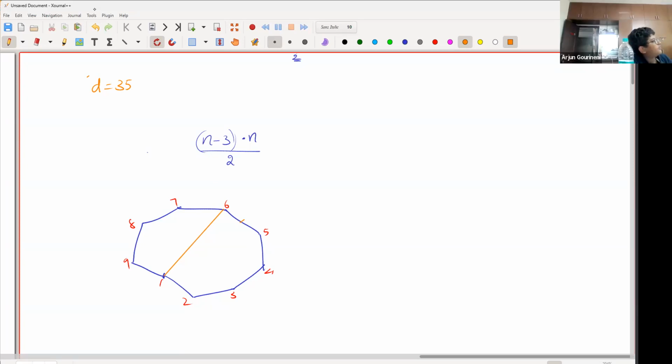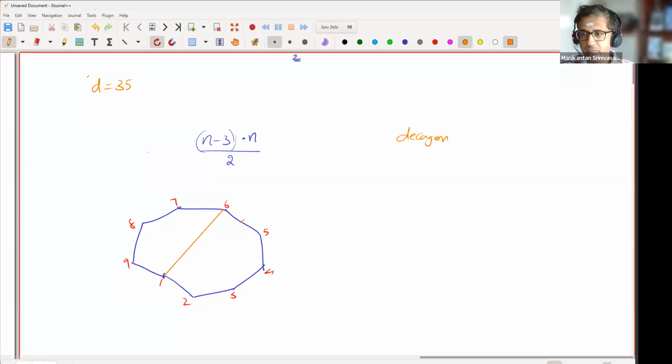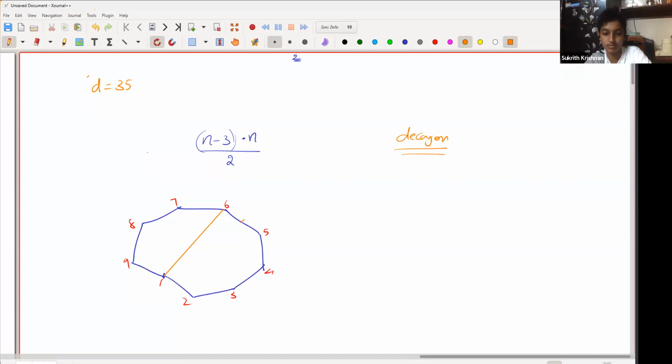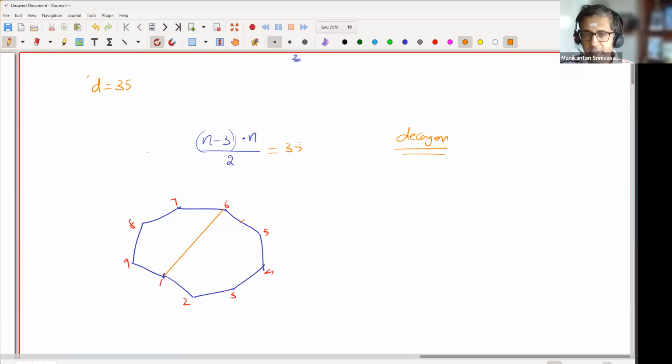Decagon. Okay, Sukrit, do you agree? Yes, sir. So essentially, we are solving this to be 35, which means n into n minus 3 must be 70, which means the product of two numbers which are separated by 3 should be 70. And it doesn't take too long to guess, it's 10 times 7. Does it make sense? Okay, all right.